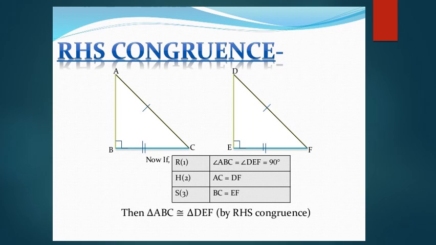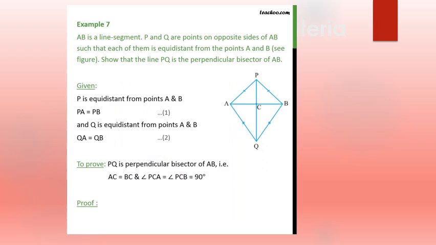H represents the hypotenuse AC of the first triangle and hypotenuse DF of the second triangle. S represents any side. In our case, it is BC equal to EF. So I can say that ABC is congruent to DEF with the help of RHS congruence. As I have already mentioned, we only need to learn about the application of these two congruence, not the proof of the congruence. So moving on to the application of these two congruence.